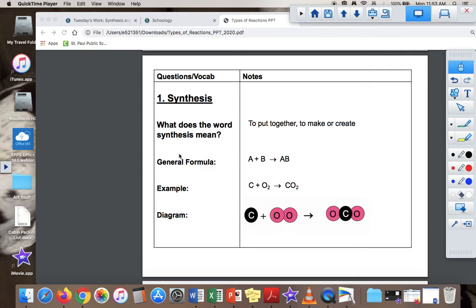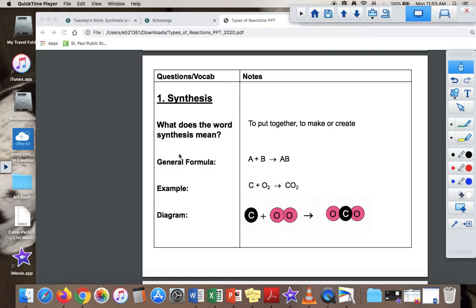So yesterday we talked about all the different types of reactions, but today we're really just going to focus on the first two, which are synthesis and decomposition. So again, a synthesis reaction is where you put stuff together, where you make or create something. In this case, we're making or creating a compound, or a larger compound perhaps.